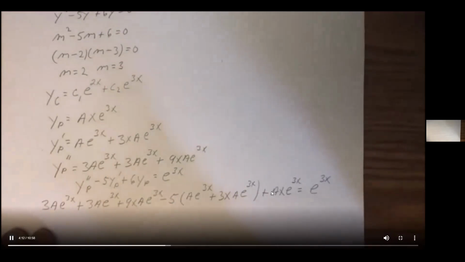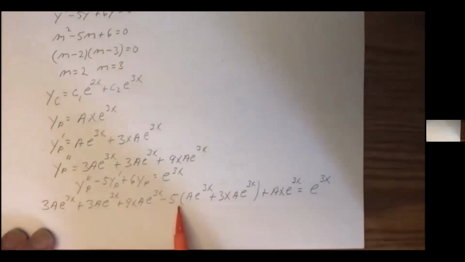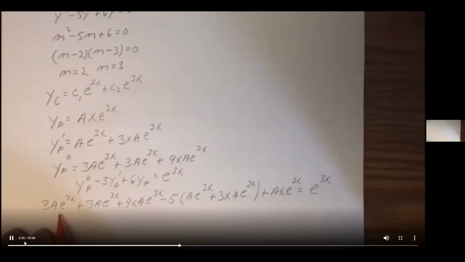I forgot to multiply by 6, but I think I caught it. Let's see here, there's a minus 5 here. Here I've got a 6. I know it's not right, so I forgot the 6 here, but watch, I always find my errors.